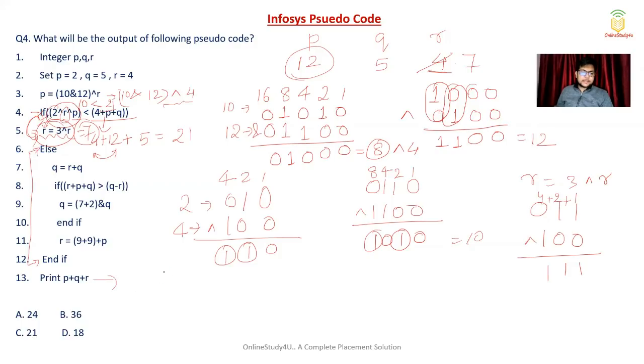So we have to simply return the value of P plus Q plus R. What is the value of P? That is 12. What is the value of Q? That is 5. And what is the value of R? That is 7. So 12 plus 7 is 19, and 19 plus 5 is 24. So A is the correct option. So let's move on to the next question now.